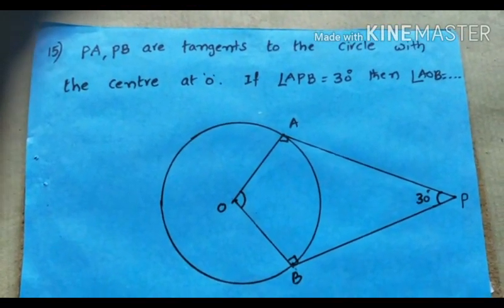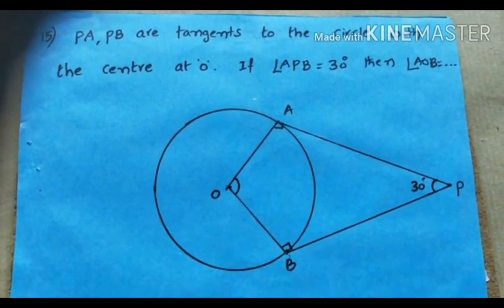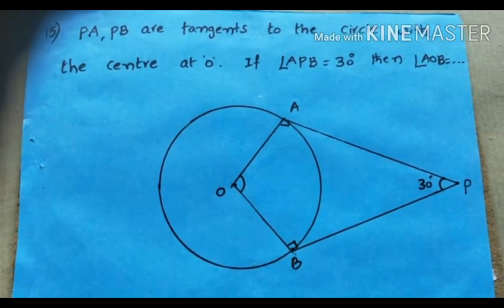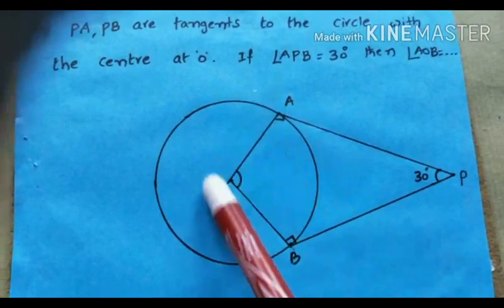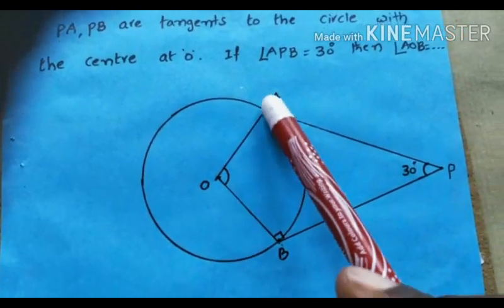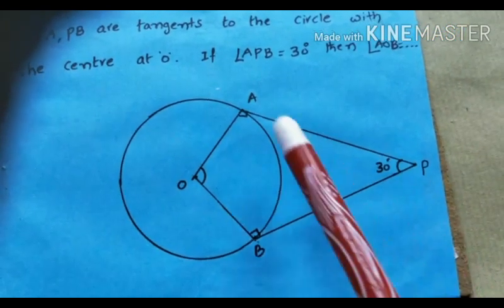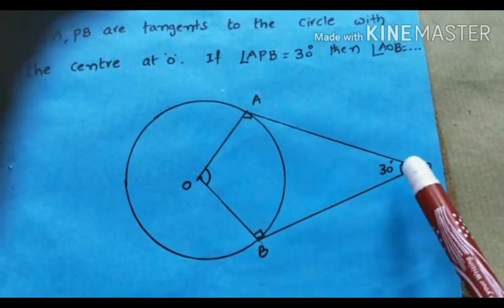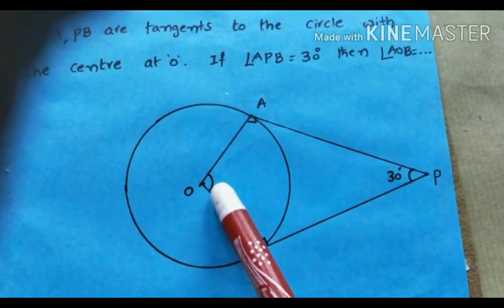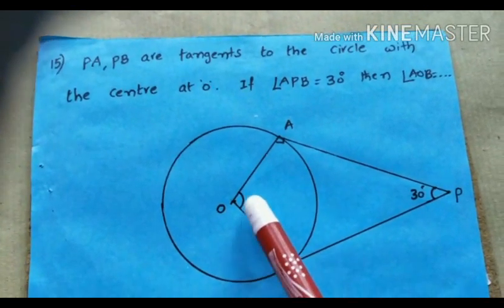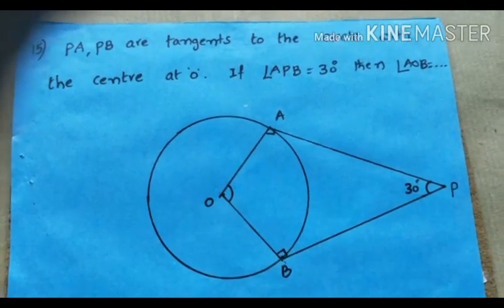15th question answer. PA and PB are tangents to the circle with center O. If angle APB is 30 degrees, then find angle AOB. This is a quadrilateral. So these are the right angles. So this angle is 30 degrees. 90 plus 90, 180. 180 plus 30, 210. So the remaining angle is 150 degrees.